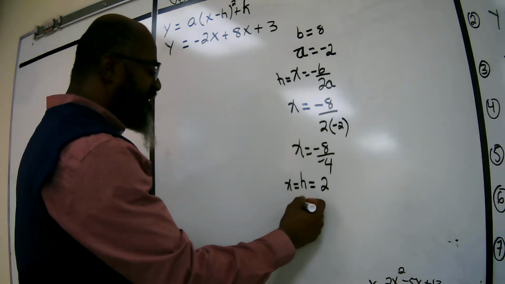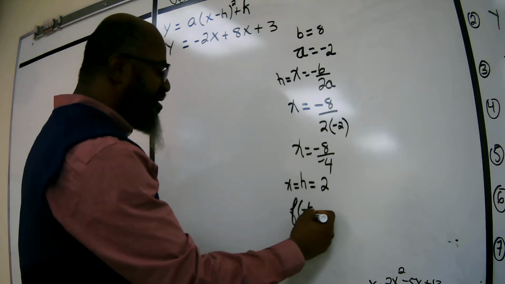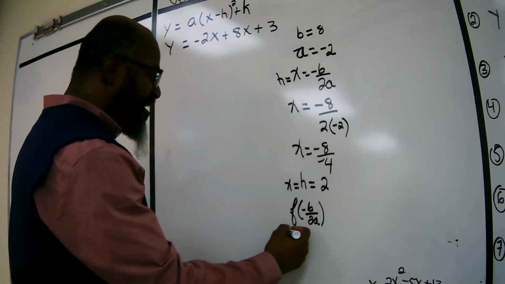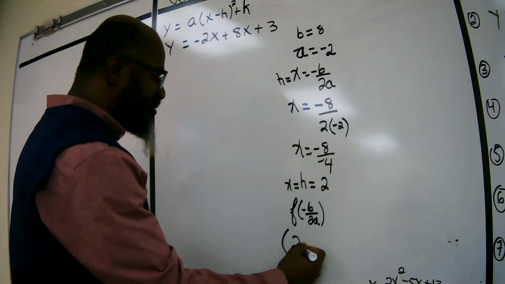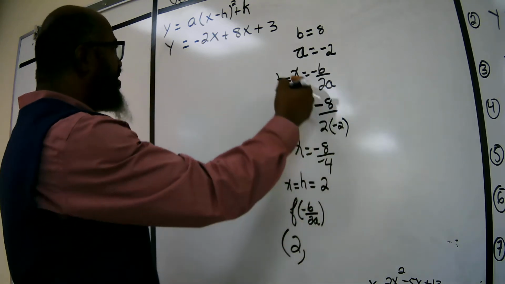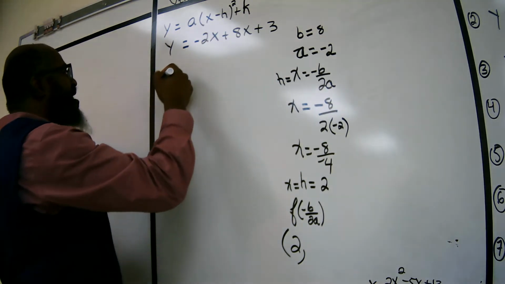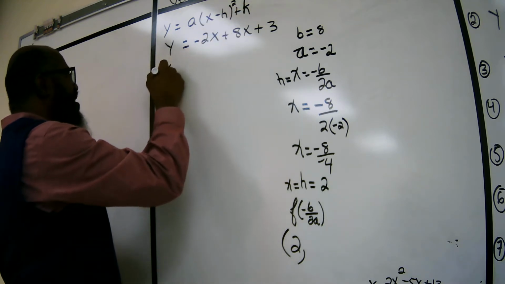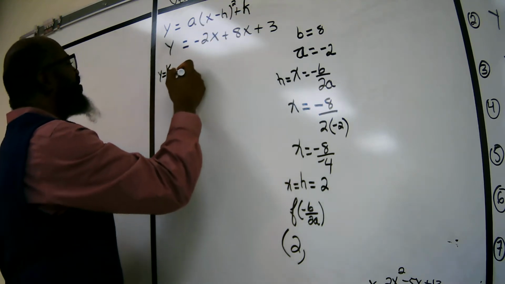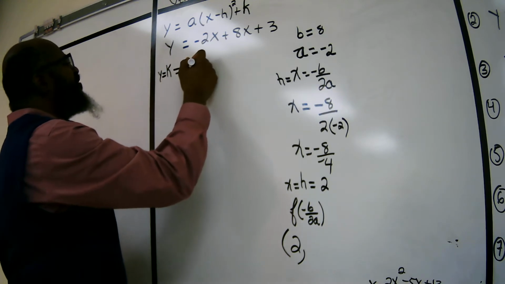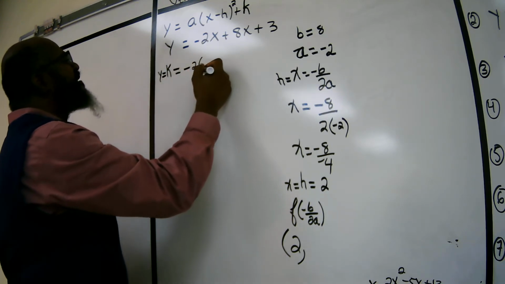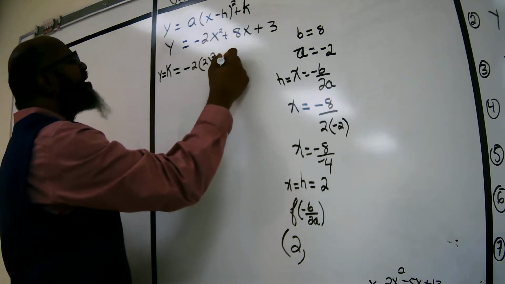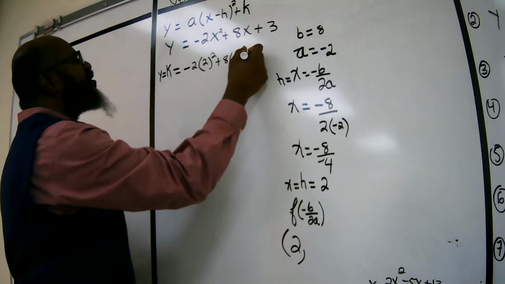Now, since we know the x-axis of symmetry, we're going to find f of negative b over 2a to find the y-coordinate of the vertex. Now we're going to take that 2 and replace it in the original equation to find your k, which is y. Since we are using h and k, y and k are the same. So you have y equals negative 2 times 2 squared plus 8 times 2 plus 3.